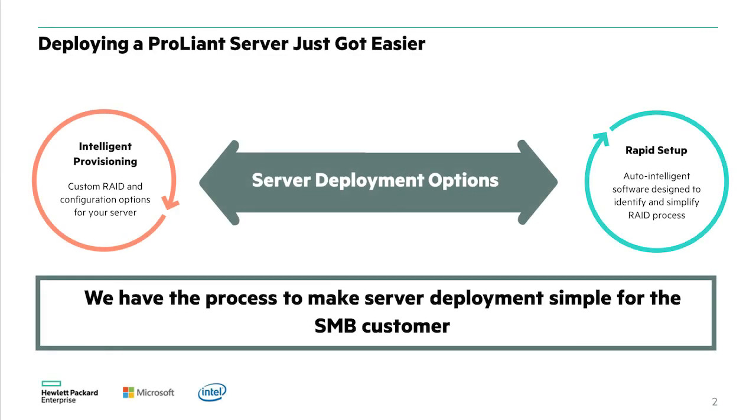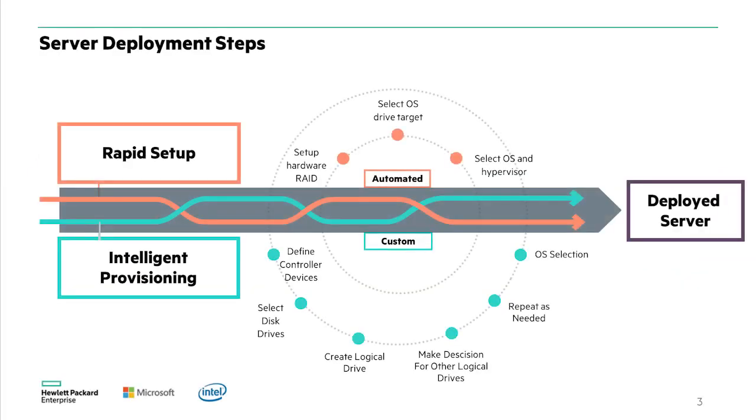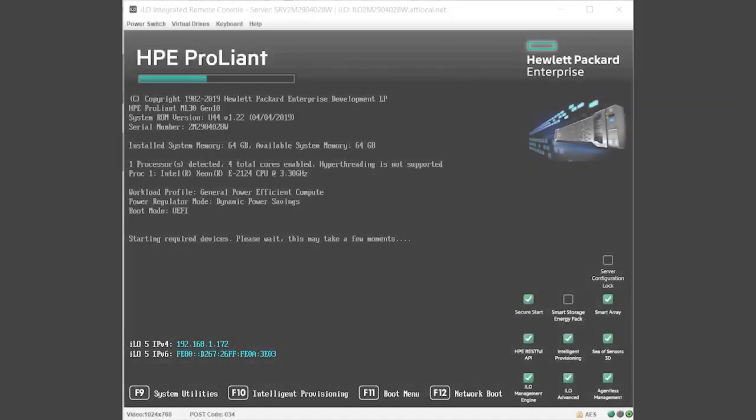It's an automatic deployment software for HPE ProLiant 300 series and below, except for the MicroServer, because iLO 5 is required for this. Rapid Setup automatically detects the disk drive controller and drives, and then makes a configuration recommendation for that controller and drives. It also deploys the OS automatically.